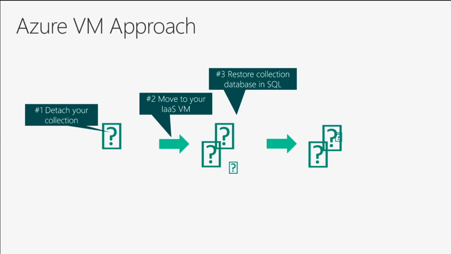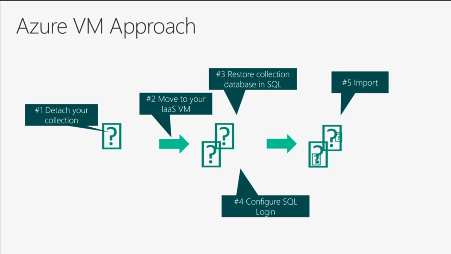You're going to attach it, or restore it, pardon me, onto that machine. You're going to go ahead and configure a SQL login for that machine. And of course, we also provide details on how you can lock down the firewall for that machine to ensure that only Visual Studio Team Services can get access to that SQL database. You'll fill out your import.json, you'll queue the import, and then this question mark magically moves to the other question marks, and everyone is happy.